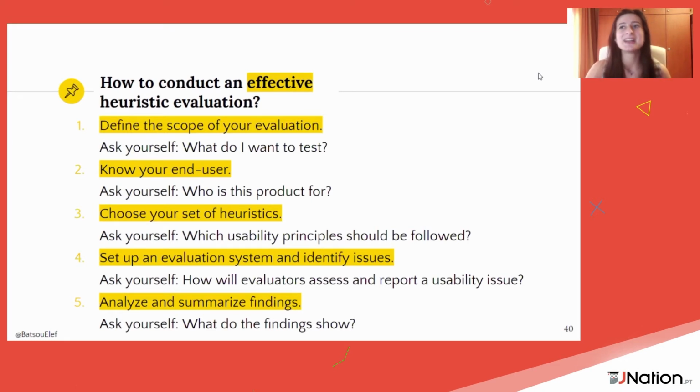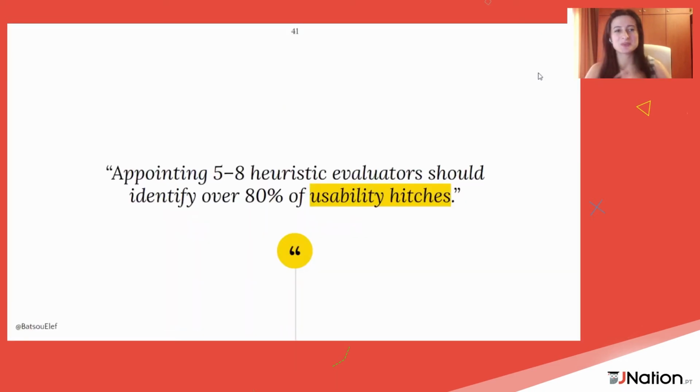Okay, so let's continue with some steps. Heuristic evaluators should identify over 80% of usability hitches. That number, 80%, is really big. So only 5 to 8 heuristic evaluators can help you find 80% of your usability hitches. So of your usability, let's say, problems or issues.